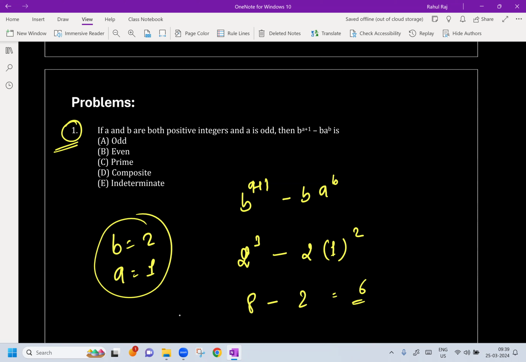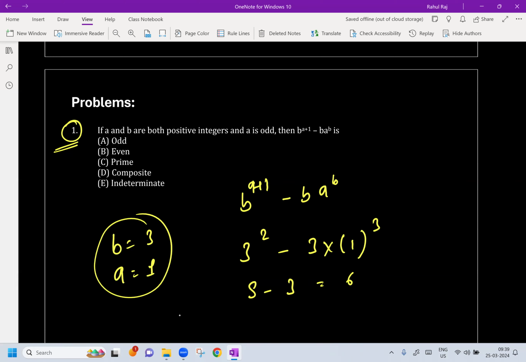Even. Now you have taken B as even. Now take B as odd. Let's take B as 3, because I have already taken A as odd. So now 3 to the power A plus 1, that is 3 squared, minus B is 3 into A, which is 1, 1. B is 3. So 9 minus 3, that is 6. It means it's even. The story ends here. This is how we plug in the numbers and try to solve all these things.